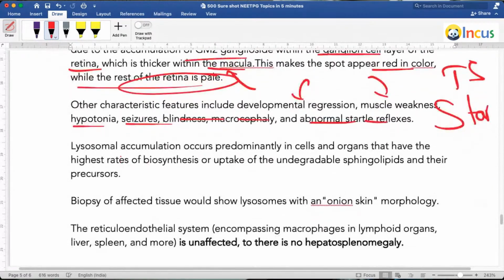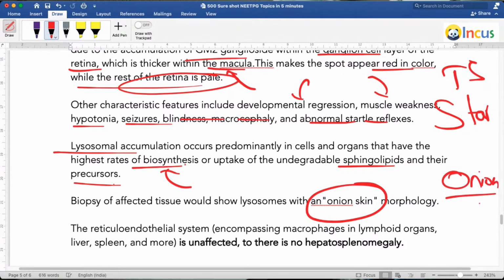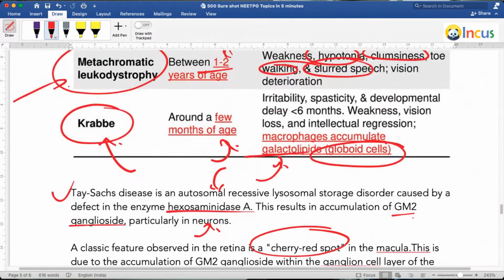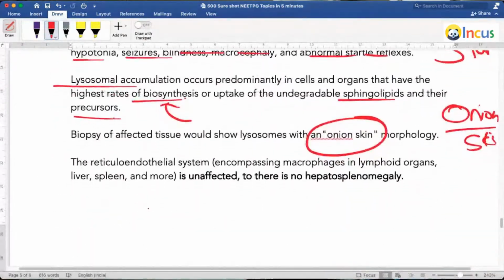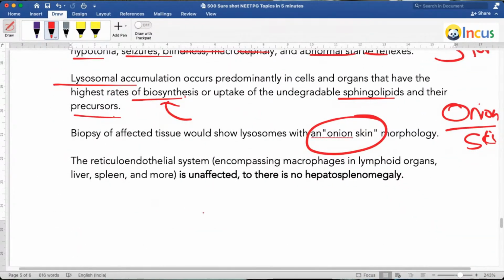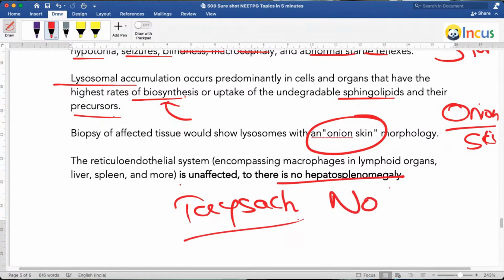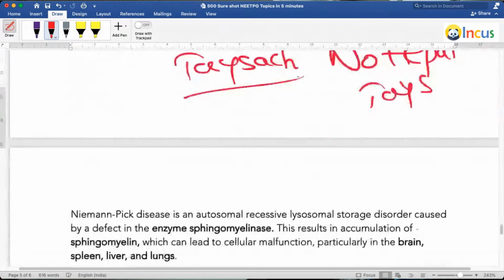Agree? Now, typically this lysosomal accumulation occurs in the organs that have a very high rate of biosynthesis of sphingolipids and their precursors. And what is the morphology of lysosomes? Onion skin. Onion skin is the typical morphology which you need to remember in Tay-Sachs. And a very important thing that differentiates Tay-Sachs from the others is, in Tay-Sachs, no hepatosplenomegaly. No hepatosplenomegaly in Tay-Sachs. Please don't forget this point.